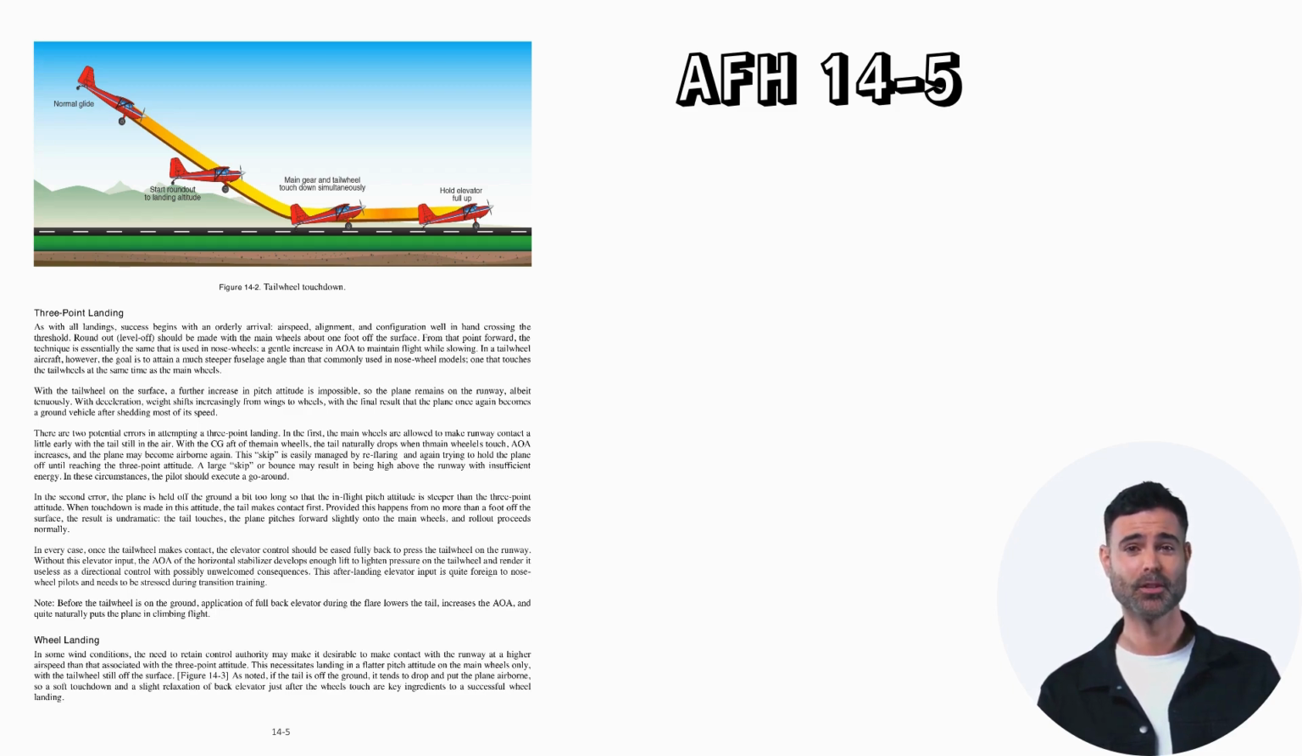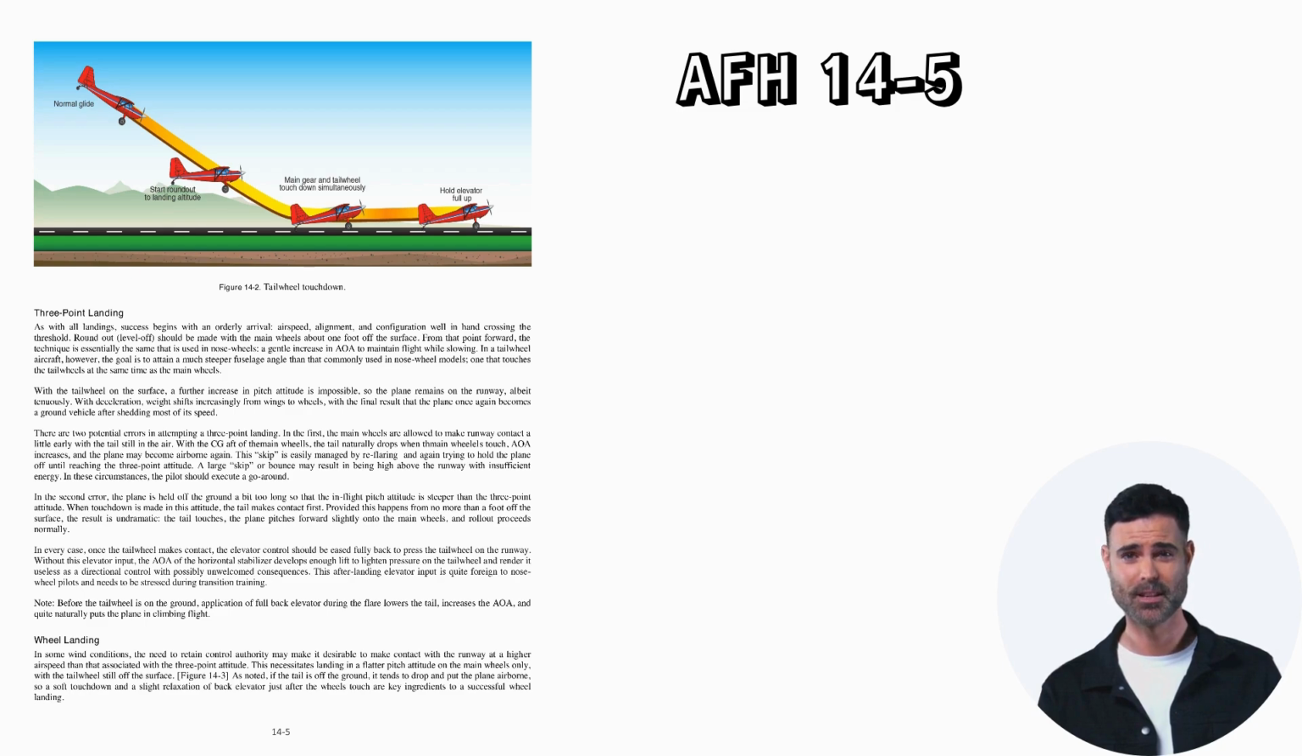In the second error, the plane is held off the ground a bit too long so that the in-flight pitch attitude is steeper than the three-point attitude. When touchdown is made in this attitude, the tail makes contact first. Provided this happens from no more than a foot off the surface, the result is undramatic. The tail touches, the plane pitches forward slightly onto the main wheels, and rollout proceeds normally.